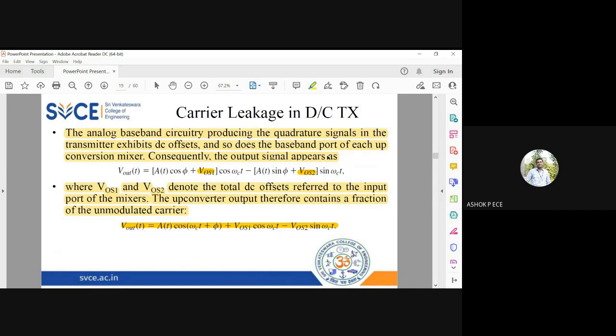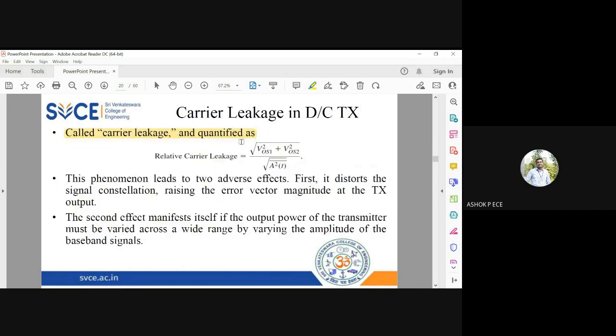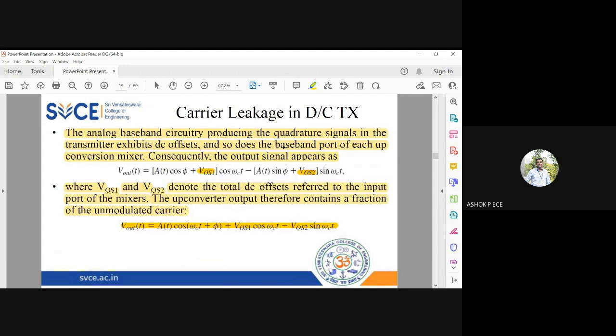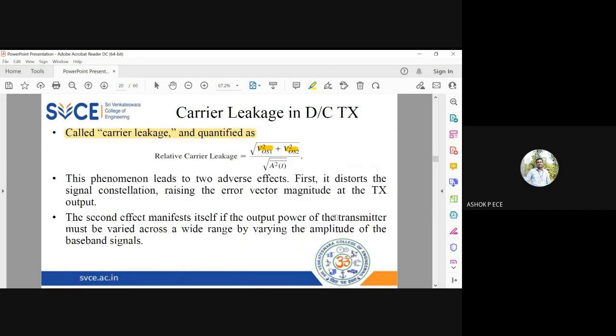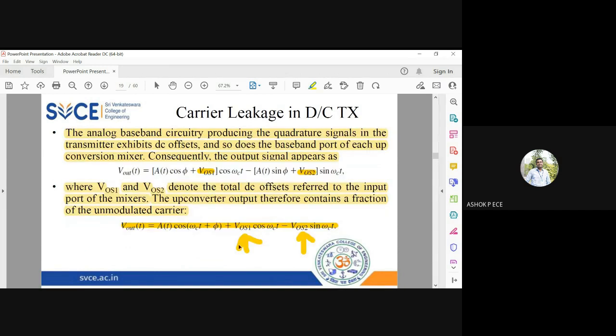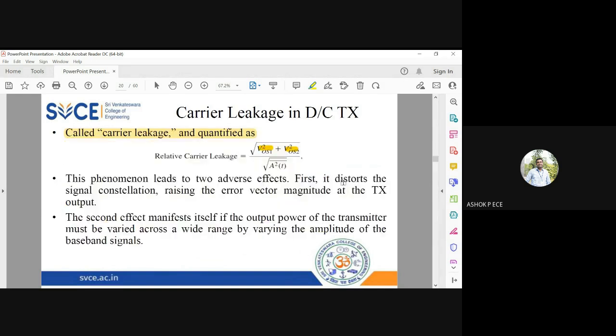So the DC offset in your transmitter will result in carrier leakage, and the carrier leakage is given by how many volts the carrier is shifted divided by the power of your actual signal. So it is going to be RMS, right? The square root of VOS1 squared plus VOS2 squared, divided by the square root of A squared of t. So A is going to be your actual signal, and these are the DC offsets which are present as a part of your signal.